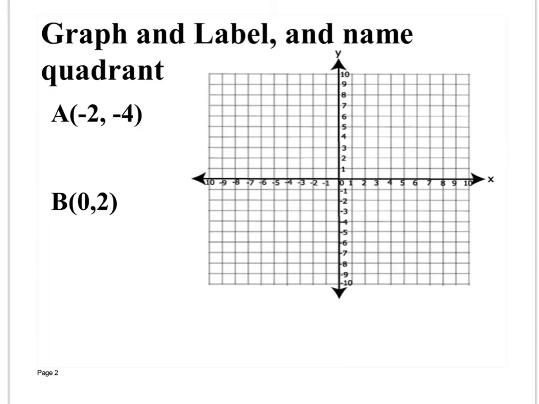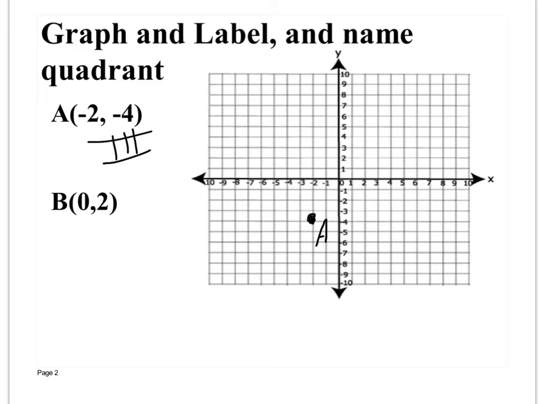Alright, so this is what you're going to see a lot of your homework today. It's going to say graph and label and then name the quadrant. So you have A. A is at -2, -4. So we go -2, we go to the left and we go down 4. Right there. We label it by writing an A beside the dot. And then we name the quadrant. What quadrant is A in? 3.